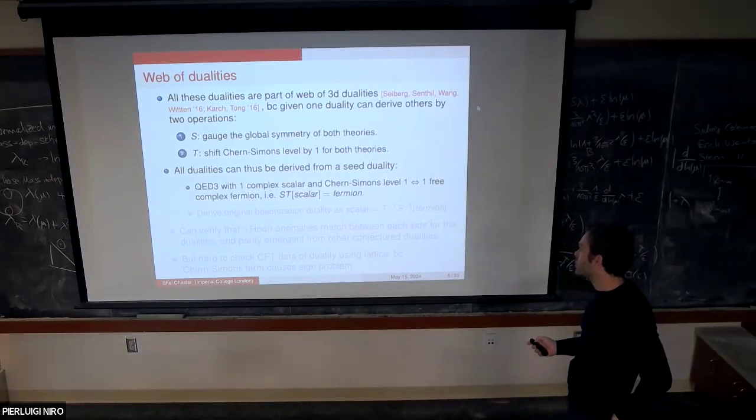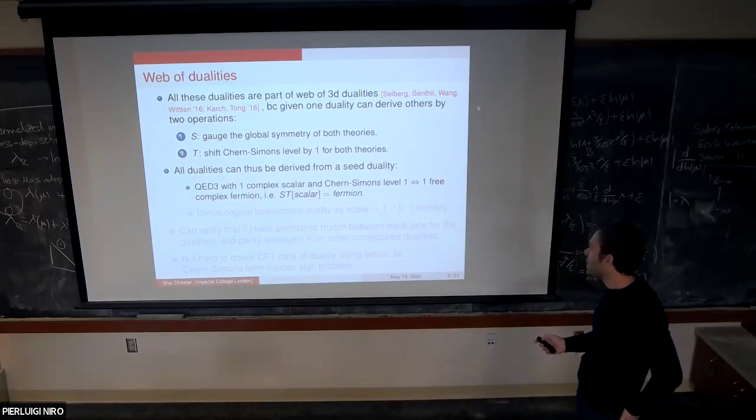So for instance, let's go back to this duality we were describing before. QED3 with one complex scalar, Chern-Simons level 1. This is supposed to be dual to one free complex fermion. So in this language, we would say you start with the free scalar, you act with T to get Chern-Simons level 1, you act with S to turn it into a gauge theory. So then on the left-hand side, you have QED3 with one complex scalar and Chern-Simons level 1. And on the right-hand side, fermion just means free fermion.